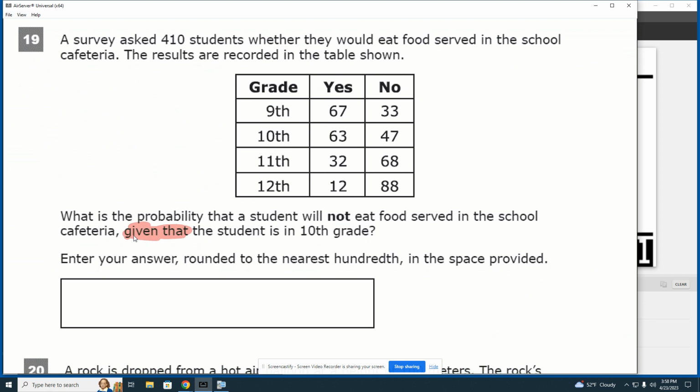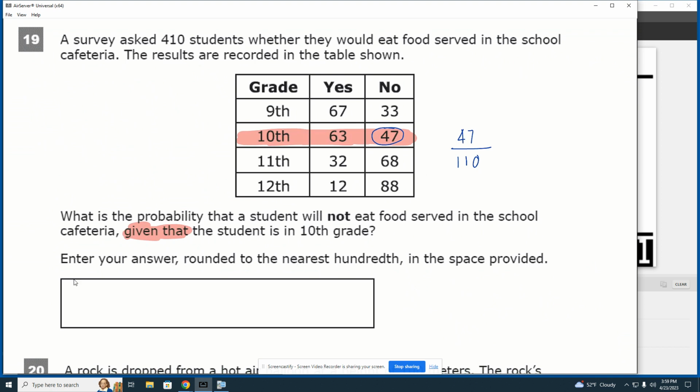The student is in the 10th grade. We're only looking at this group. If we're only looking at this group, my bottom number will be 63 plus 47. So 63 plus 47 is 110. So my bottom number is 110. Now remember, we're talking about only this group. So out of that group, what's the probability that a student will not eat food served in the school cafeteria? No was 47. So it's 47 out of 110. I know that's my fraction.